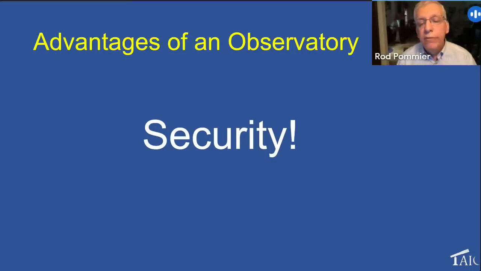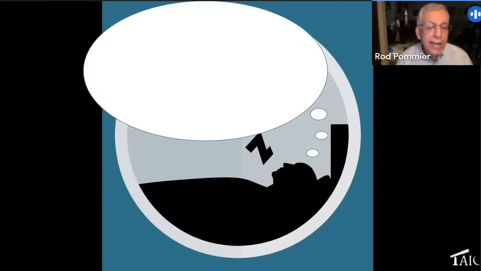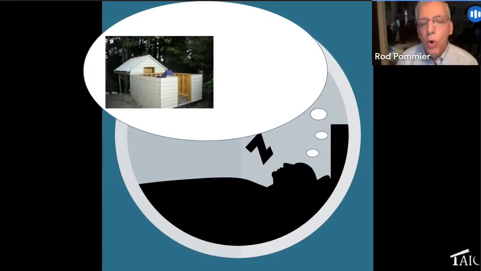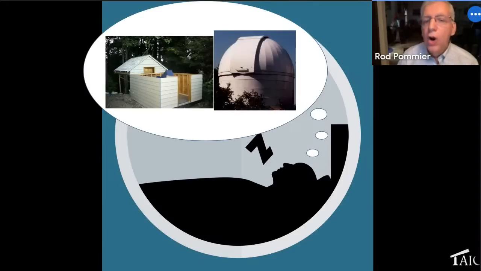And it will give you security. While your equipment is out there ready to go, it's protected from people, animals, and even insects. Now, if you decide to get an observatory, you're going to have to make a really critical decision. Am I going to get a roll-off roof observatory, or am I going to get a dome observatory?